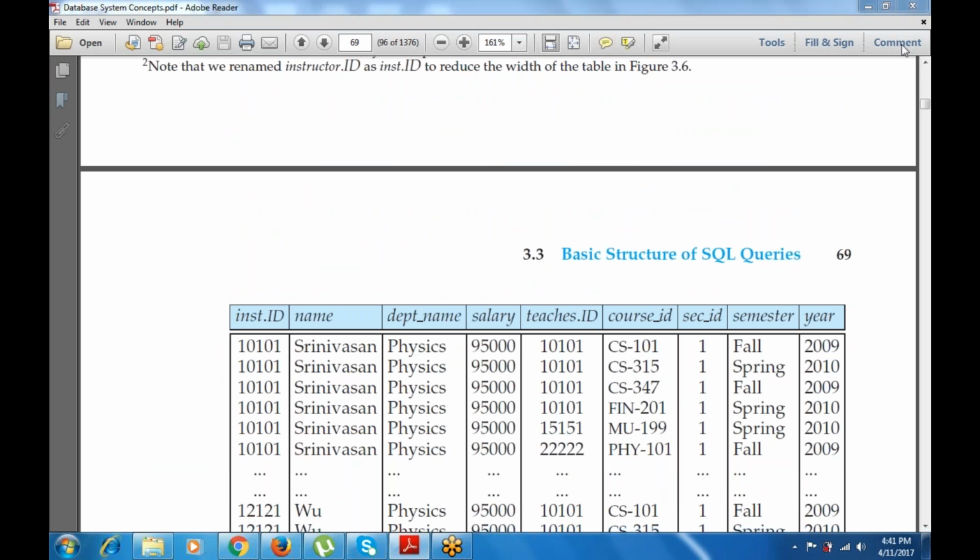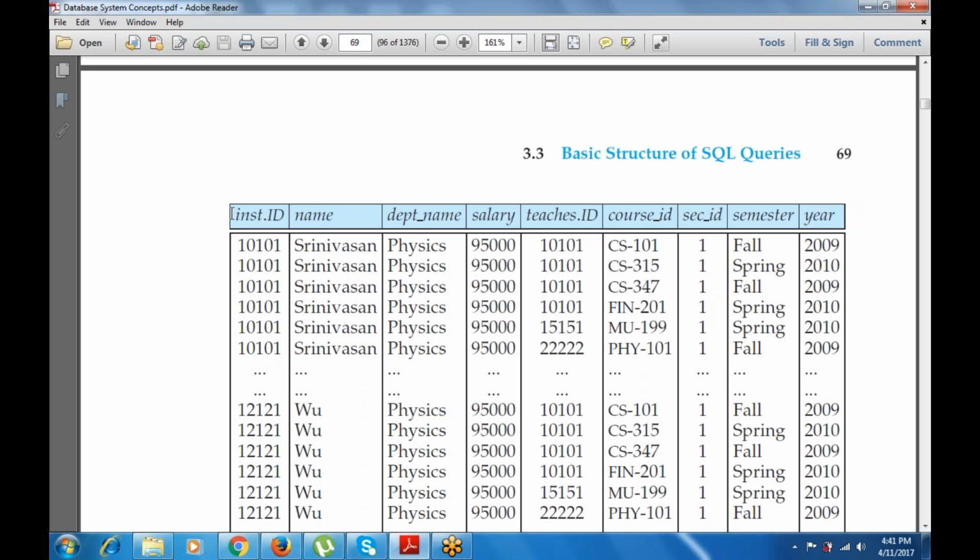So let's start again. One is the ID, that is the instructor.id, the name, department name, salary, then teachers.id, course ID, section ID, semester, and the year. There are four fields over here, then there are five fields over here from the teachers relation. The first one is the ID, that is 10101, then Srinivasan, department name, and the salary is 95,000. Then again there is the ID for the teachers, that is the teachers.id, then course ID, section ID, semester, and the year.